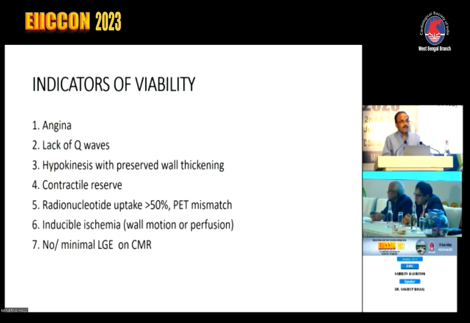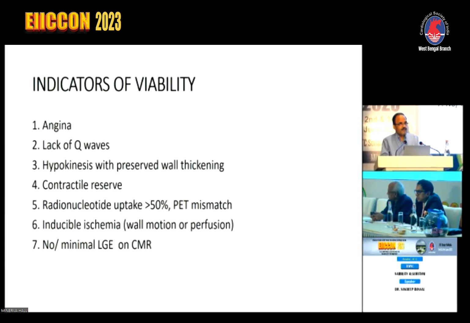There are other, easier markers, such as lack of Q waves in the ECG. Many a times we get a patient who has a proximal LAD disease, but there are no Q waves on the ECG. Likewise, there are studies to show that persistent T inversion after a myocardial infarction is another marker of viability.